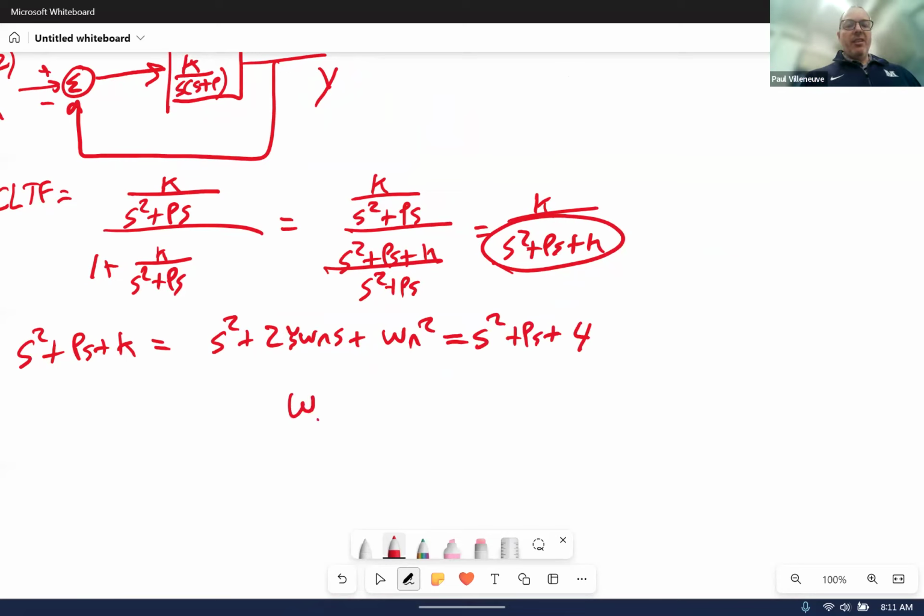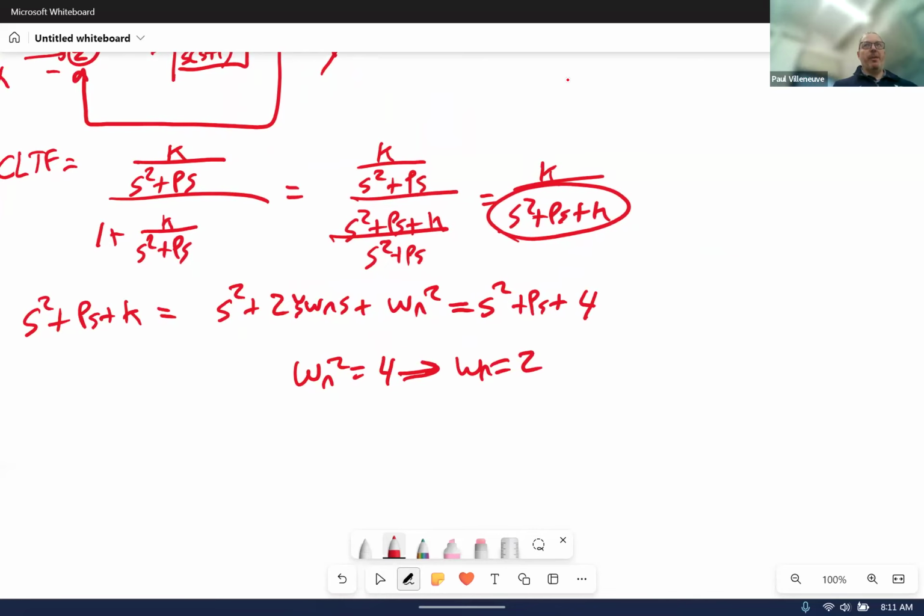Well, immediately you can see that omega n squared is equal to 4. So omega sub n is equal to 2, correct? That's your first step. And then your next step is solving for this value of P that meets this criteria. Well, you can see that P is going to be equal to 2 zeta omega sub n. So there are two parameters in there, right? There's zeta and omega sub n. Well, we already solved for omega sub n here, correct?